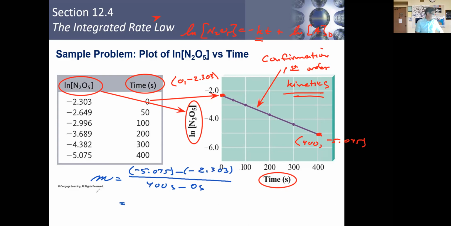And again, when you calculate that, I end up with an answer that is negative 6.93 times 10 to the minus 3. And the units are going to be inverse seconds. That is your slope, but that is also your value for k. And that's how we obtain the rate constant.